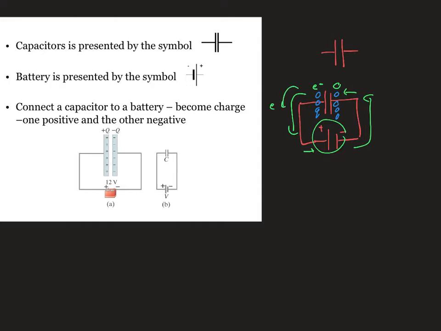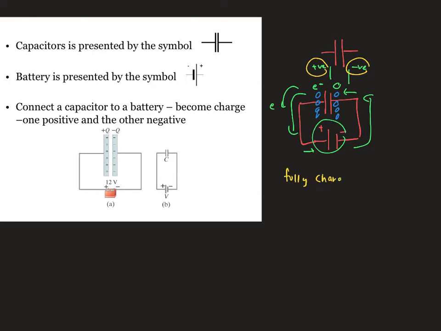So the electrons are going to move until this one side becomes more negative and this one side becomes more positive, which means the plates still have an equal amount of positive and negative charge overall, but one plate is more negative and one plate is more positive. So how do we know whether it's fully charged or not?